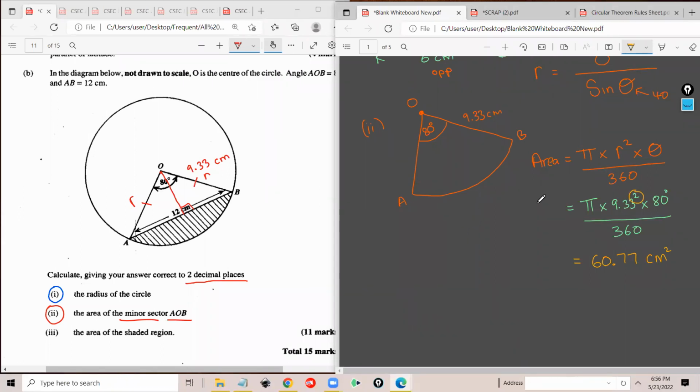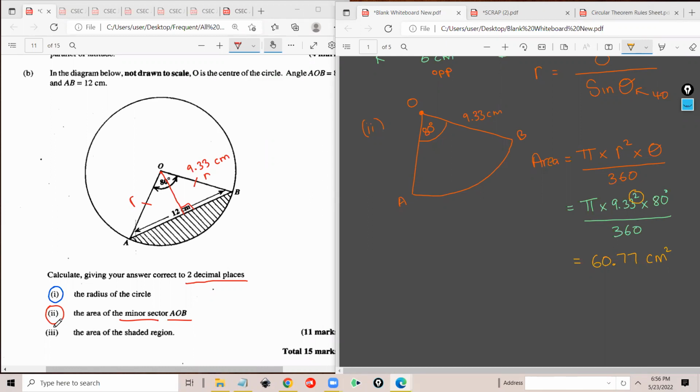Try it again. It's pi multiplied by 9.33 squared, right? So if you got it wrong, not a problem. Just clear your calculator and try it again. I'm sure it's just something simple you're mistyping on the calculator.